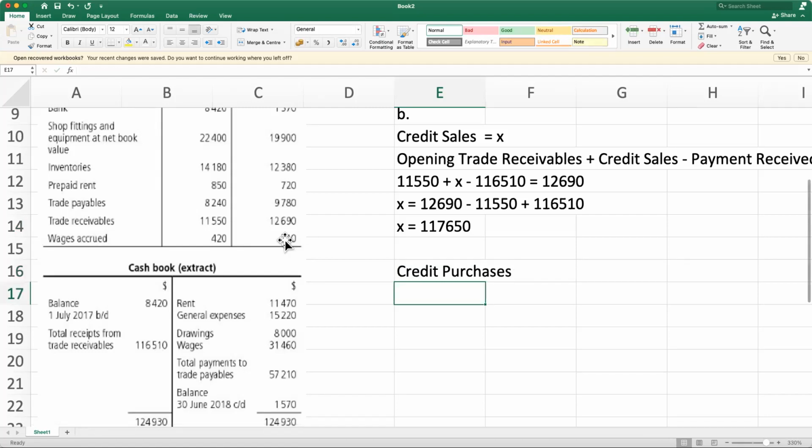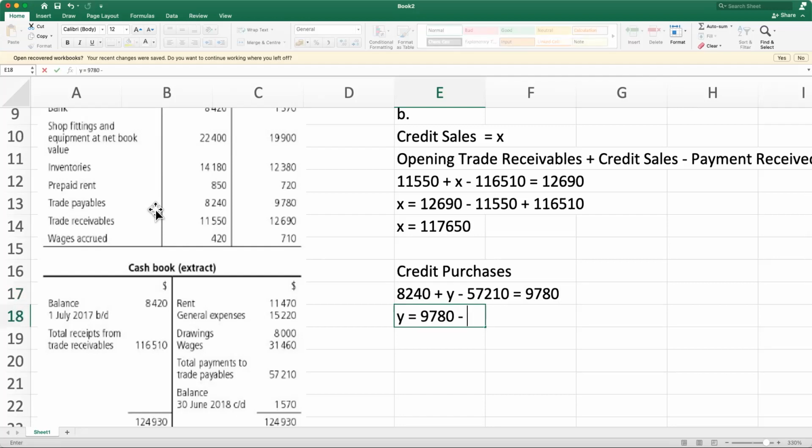So it is my X again. So I think my opening trade payable, which is 8240, plus the total purchases that I made, which are my credit purchases, I just put it as Y. My credit purchases, then subtract the payment that I've made to people, and this should equal my closing trade payable. So let's try to find Y again.